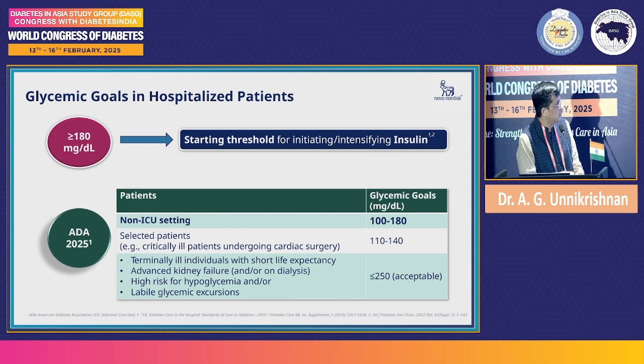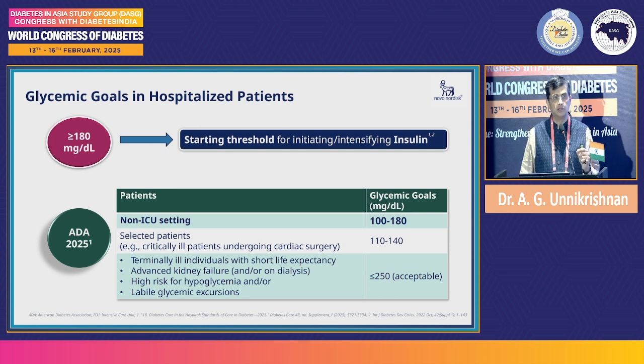If your patient is going to undergo, say, CABG, cardiac surgery, then maybe 110 to 140. As you know, in the ICU, we try to keep it between 140 to 180 and not below that. And we need not attempt tight control in every patient. For example, a terminally ill patient dying of cancer, or elderly people who are in the do not resuscitate category.